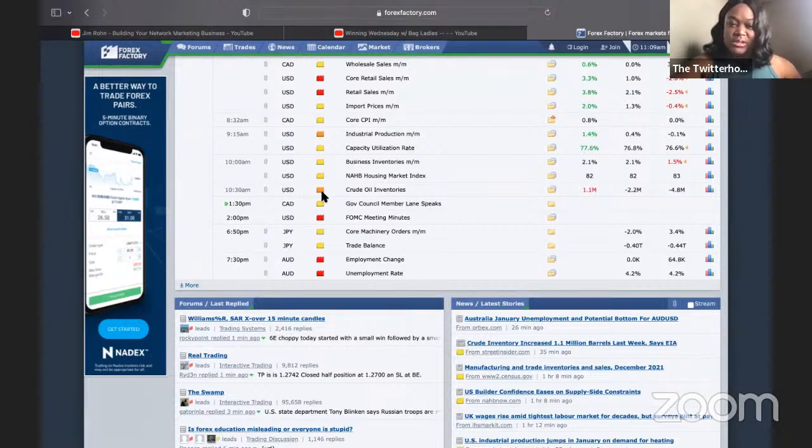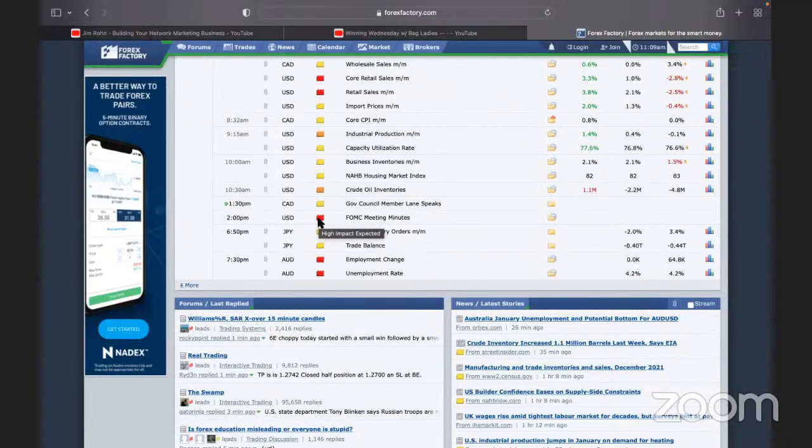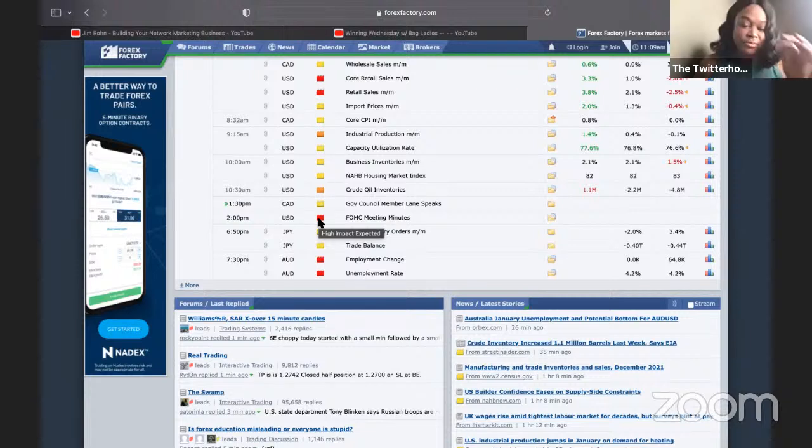There's an orange folder. A yellow folder is low impact. An orange folder is medium impact. And a red folder means there's high impact expected. If I am doing a trading session and there is high impact news on the US dollar, I am not going to be trading for that session. I'm just gonna call it a day, right?